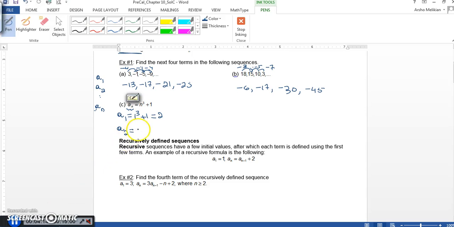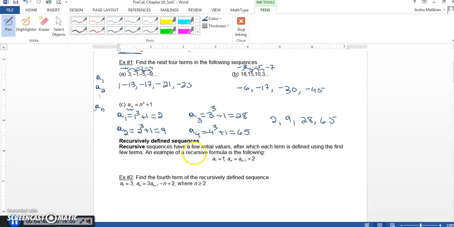2. So it'll be 2 cubed plus 1, 9. A subscript 3 has n equal to 3. So it's 3 cubed plus 1, which is 28. And A subscript 4 is 4 cubed plus 1, 65. Okay, so those are the terms in the sequence. So it's 2, 9, 28, 65. Okay?